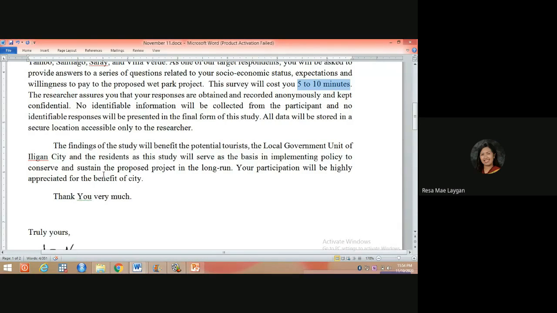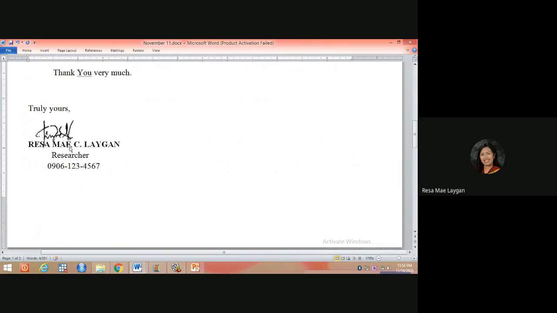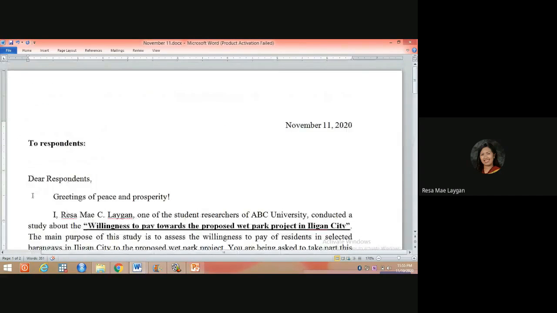Then, truly yours, your name here along with your signature, your position as a researcher, then your contact number. Actually, this contact number is only optional, but this contact information will be used by your respondent in case they want to withdraw their participation from your study. So this is the sample of the letter of consent.